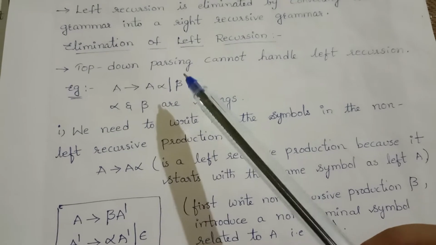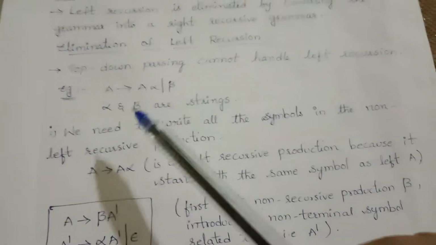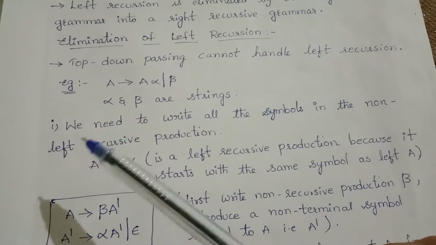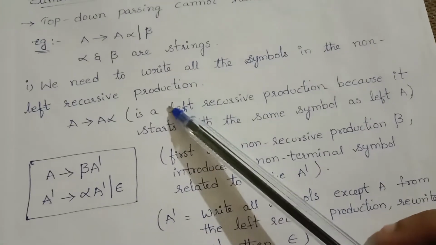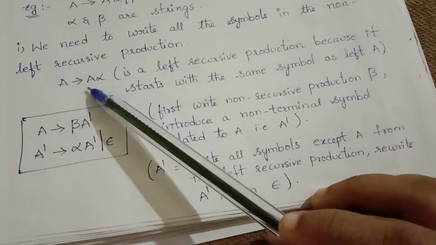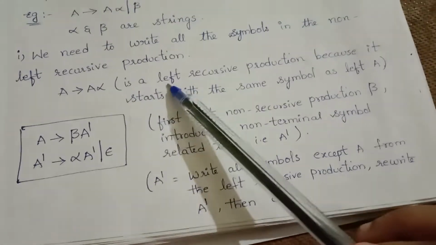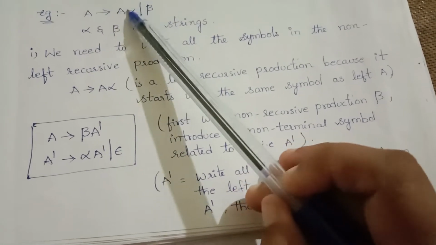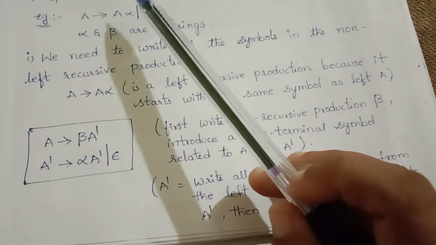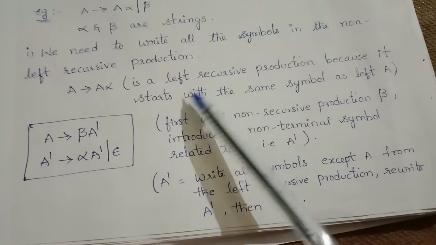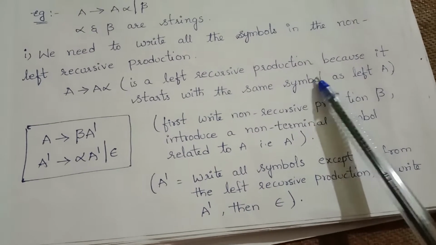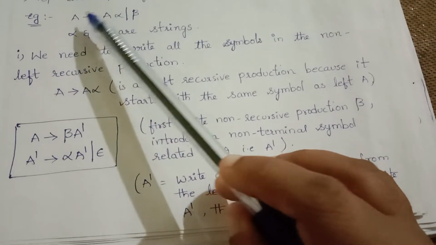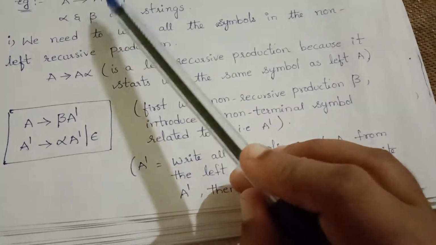For this we use the following steps. The first step is to write all the symbols in the non-left recursive production. Consider A tends to A alpha. It is the left recursive production because it starts with the same symbol A on both the left and right sides. So A tends to A alpha is called a left recursive production.